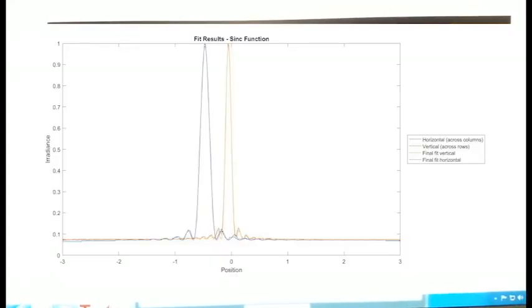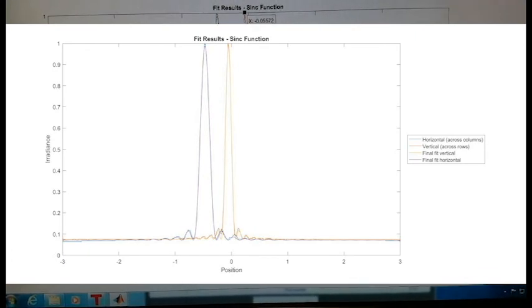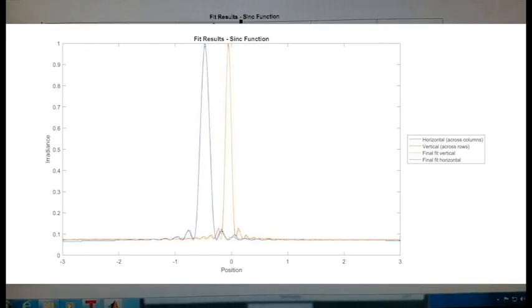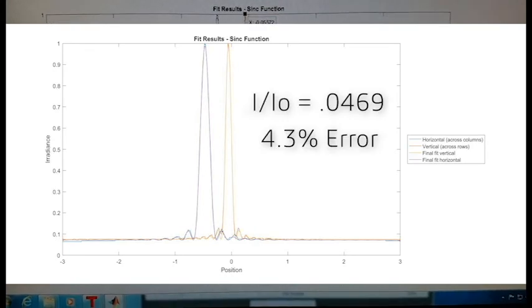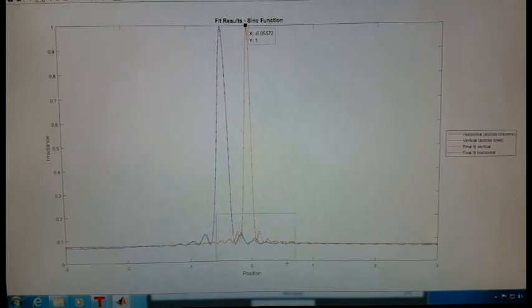For the second part of this lab, we used a 200 by 400 micron aperture. We captured an image of the Fraunhofer diffraction pattern from the ThorCam program and imported it to MATLAB, where we fit the sinc functions to the two axes of the diffraction pattern. From this, we calculated I/I0 for the first maxima to be 0.0469. This results in a 4.3% error from the expected value of 0.045.